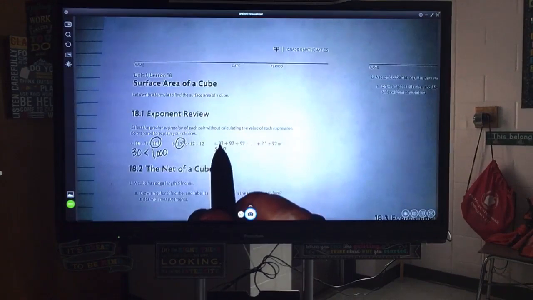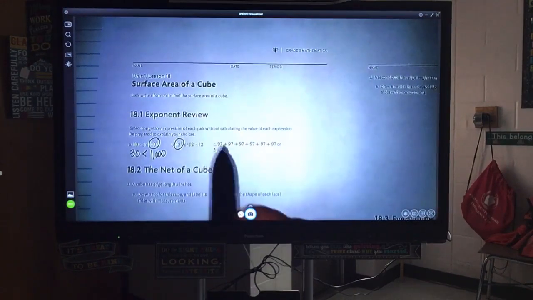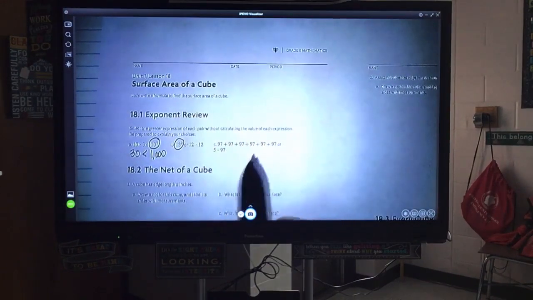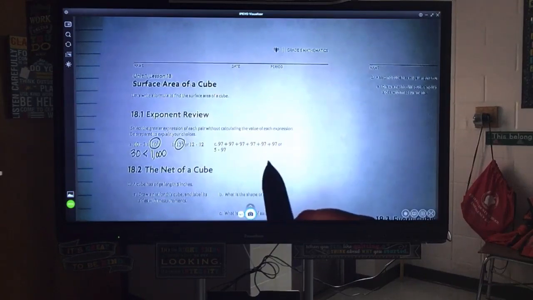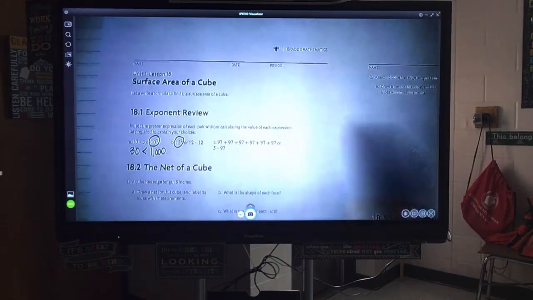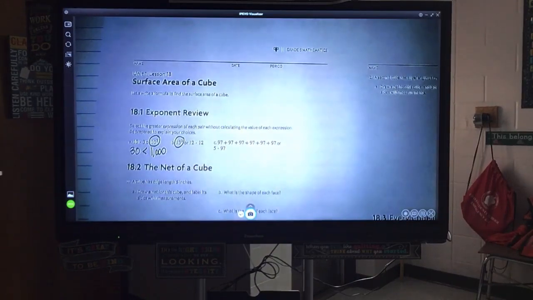C, 97 plus 97 plus 97 plus 97 plus 97 plus 97 is greater than 5 times 97. Stand up if you pick that one.